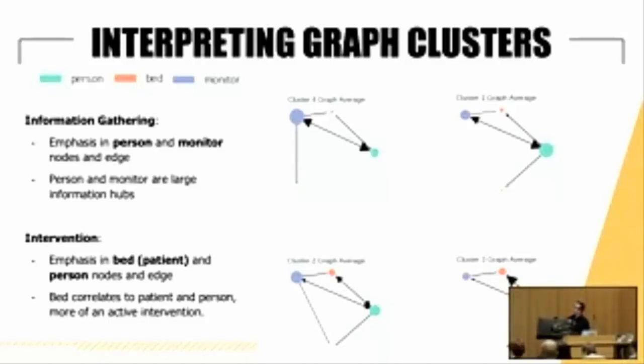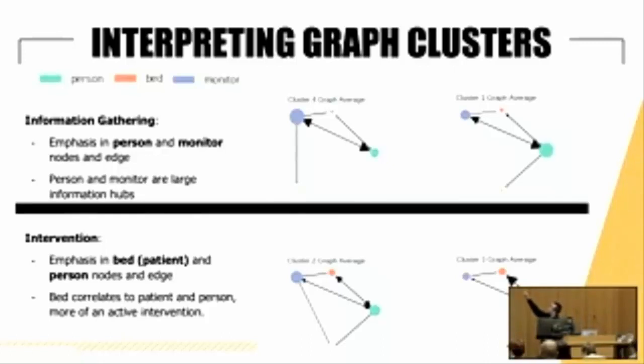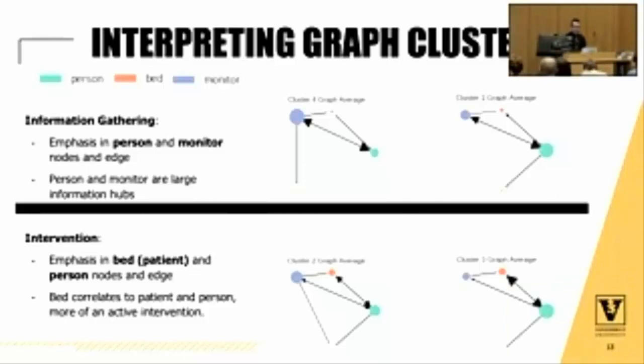So given that, you'll see that cluster 4 and cluster 1 have larger node and edge weights for person and monitor, while cluster 2 and 3 had larger node and edge weight values for the patient or the bed and the person. So that's our first split. So we were able to split for our first level, the cognitive task model. Let's take it one step further.